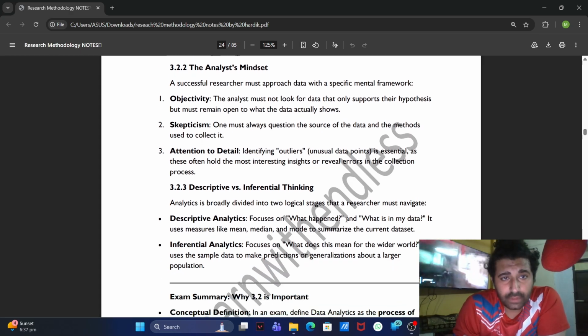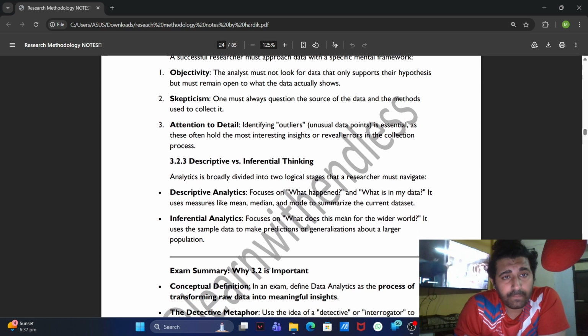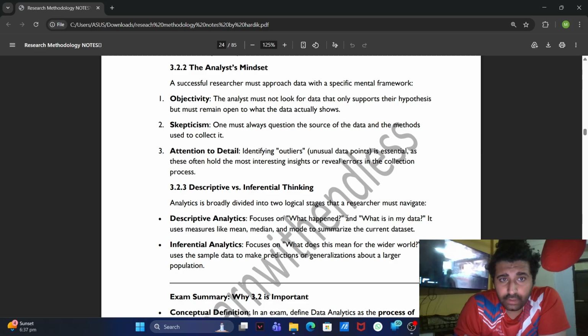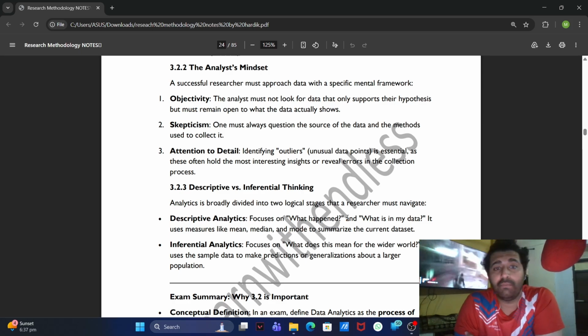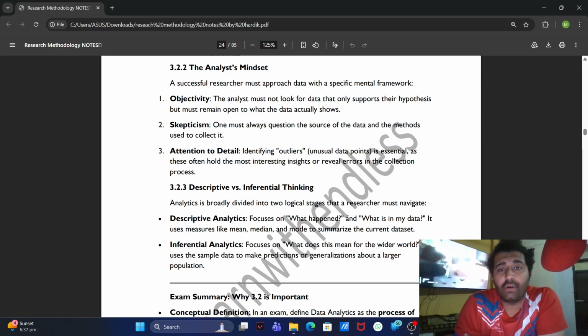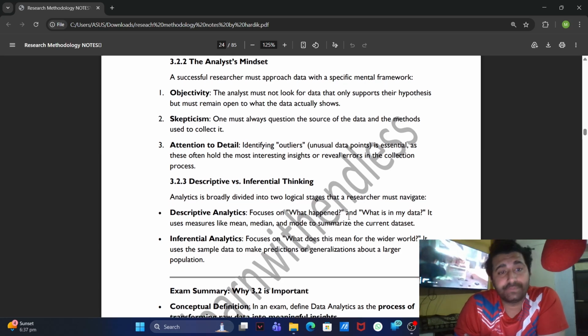The analyst mindset. A successful researcher must approach data with a specific mental framework. Objectivity: the analyst must not look for data that only supports the hypothesis, but must remain open to what the data actually shows. Skepticism: one must always question the source of the data and the methods used to collect it. Attention to detail: identifying outliers, unusual data points, is essential, as these points often hold the most interesting insight or reveal errors in the collection process.